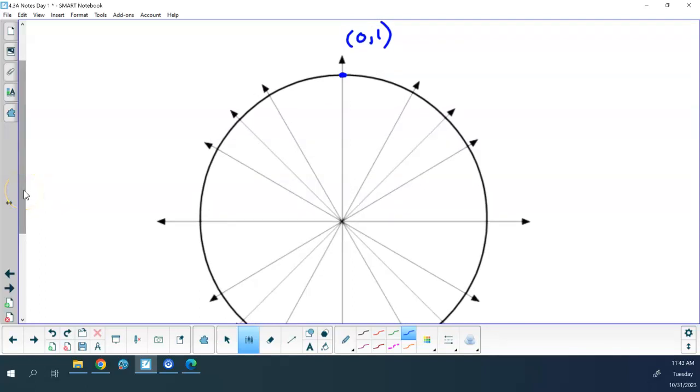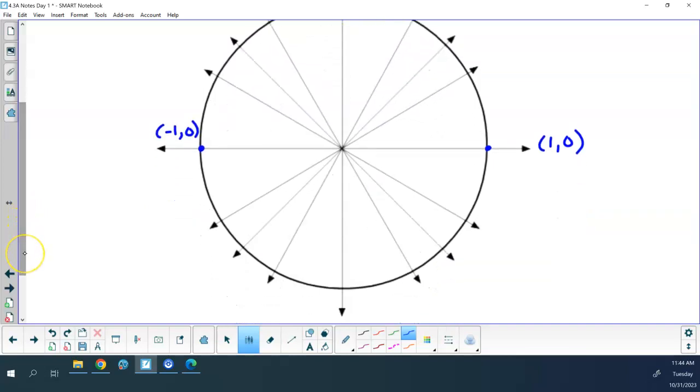Give me another point that you know of that is on the unit circle. (1, 0) is on the unit circle. It is, right there. (-1, 0) is, and (0, -1). All of those points are on the unit circle.